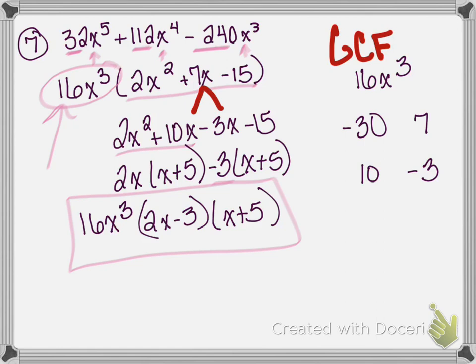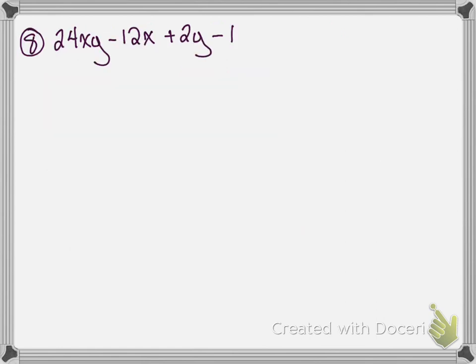Okay? The next one that is 4 terms. So I've got 24xy minus 12x plus 2y minus 1. It's always a good idea to look at that and make sure that there's no GCF. So you're asking yourself, is there a GCF that I can pull out of all of these? And the answer to that is no. There's not a GCF that you can pull out of all of these. So because we have 4 terms, we are going to look at doing this by grouping. And so the first two, I can take out a 12x.